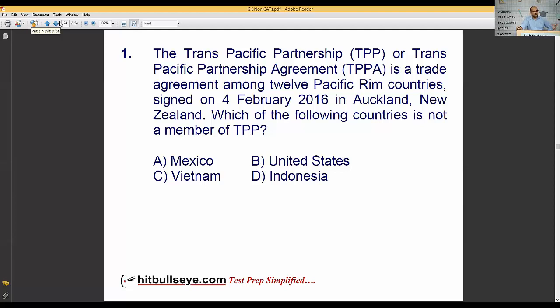Okay. So the answer is Indonesia, but I can understand why some of you, rather most of you, are saying United States, because the United States has recently quit the TPP, right? So that is why you're answering USA. But when this question was asked, of course, USA was very much part of the TPP. Okay, moving on.